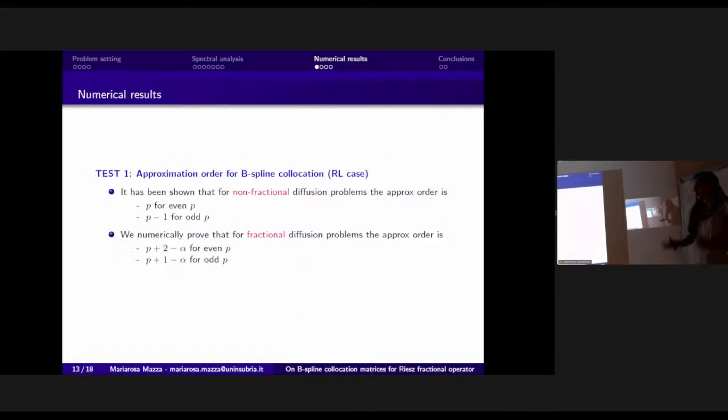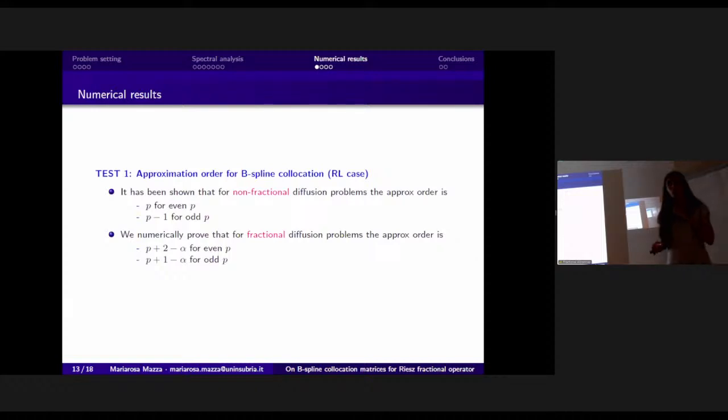Okay, so time for some numerics. First thing we did was to check the goodness, say, of our method. In case of Riemann-Liouville derivatives, that's because the model problem was a space one. So we checked the accuracy for the Riemann-Liouville case.